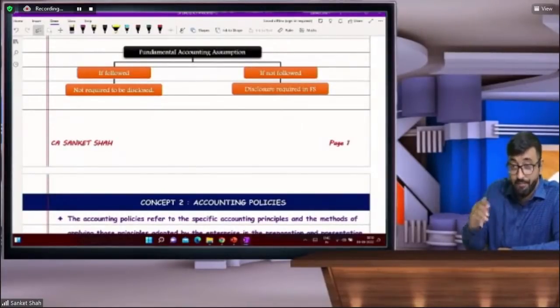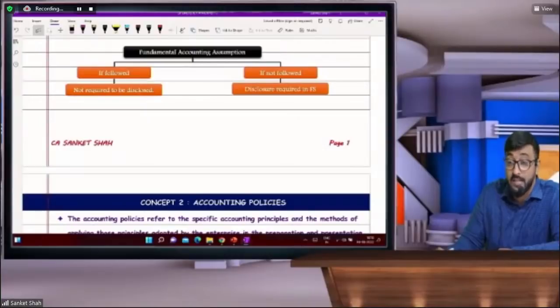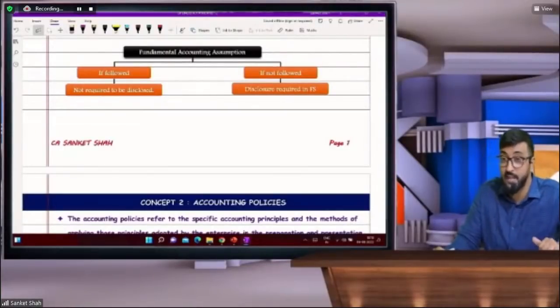Suppose my wife is writing Mrs. Monica Sanket Shah. That Mrs. word indicates that the second word is her husband. So the second word, Sanket Shah, you don't have to write after Mrs. Monica Sanket Shah that Sanket is the husband of Monica. No need to write it. It is assumed that if she is writing Monica Sanket Shah, it will be her husband's name that Sanket Shah is.